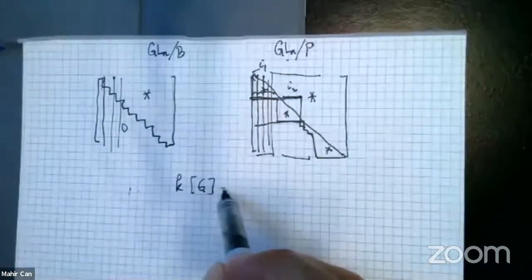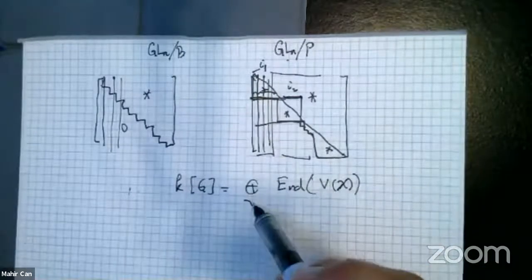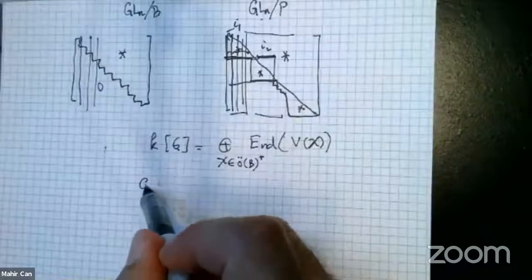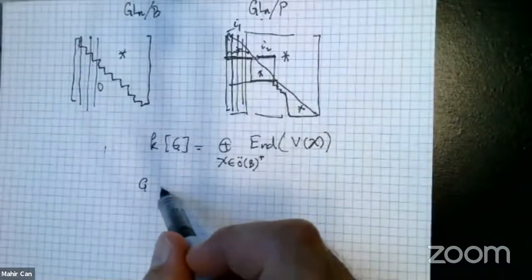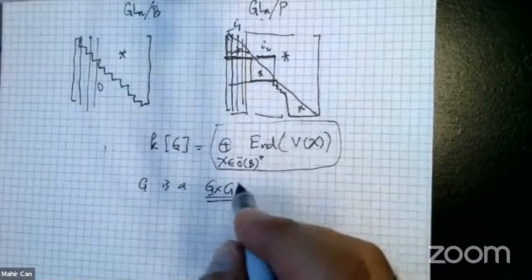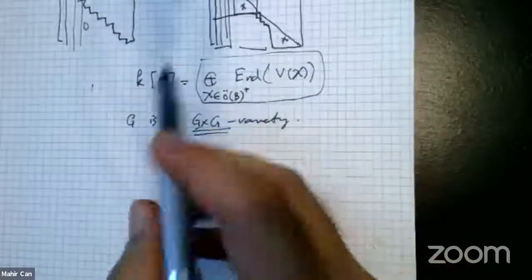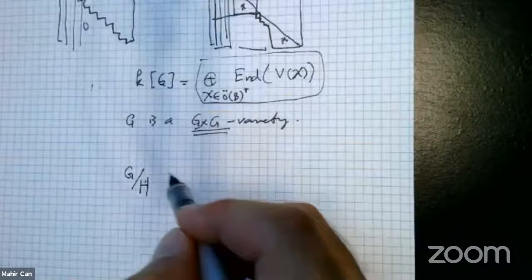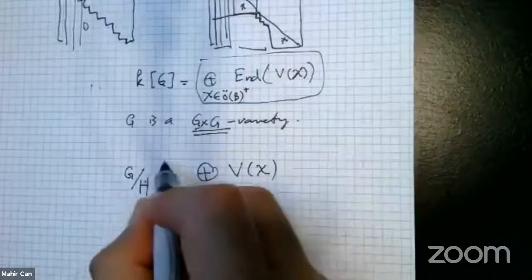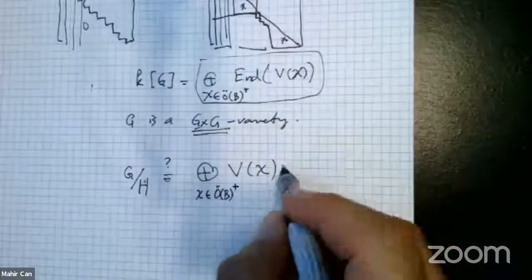I mentioned that this decomposes into a direct sum of endomorphisms of irreducibles for G. Now, this is G viewed as a G cross G variety. This decomposition is a decomposition of it as a G cross G variety. So now the natural question is whether we could find a homogeneous space of G where we could directly get all irreducible representations of G. If you see all of these, let's call it a model homogeneous space.